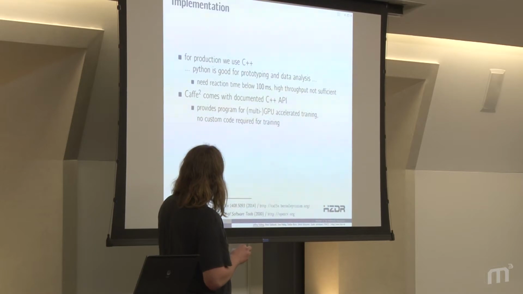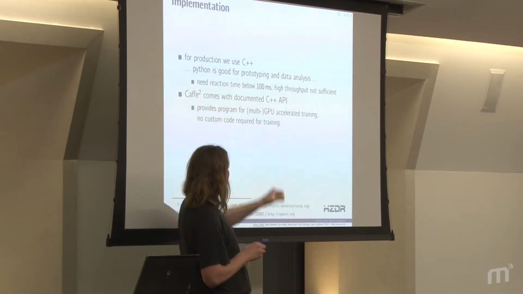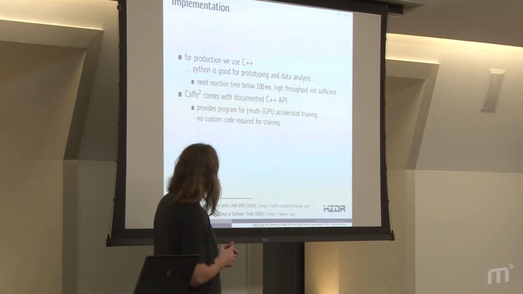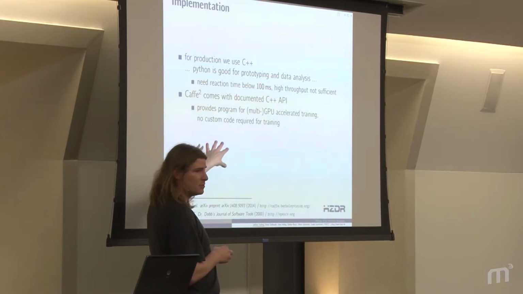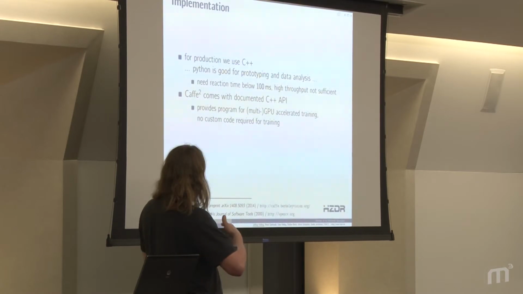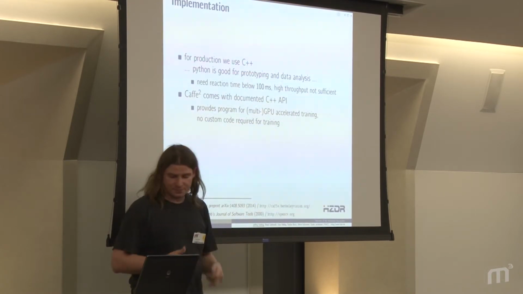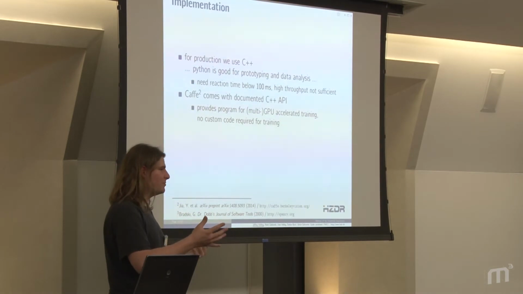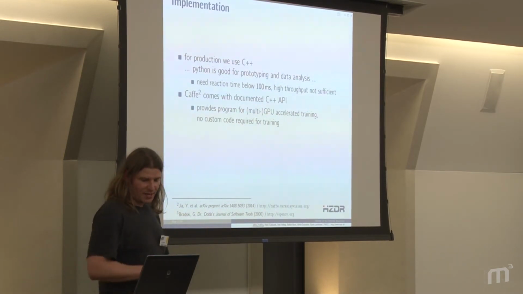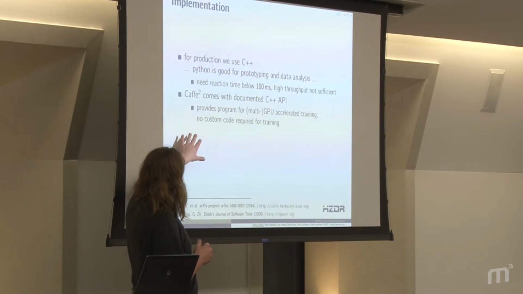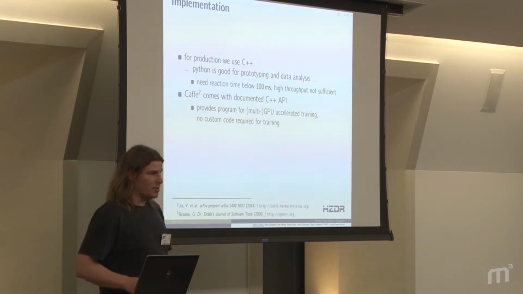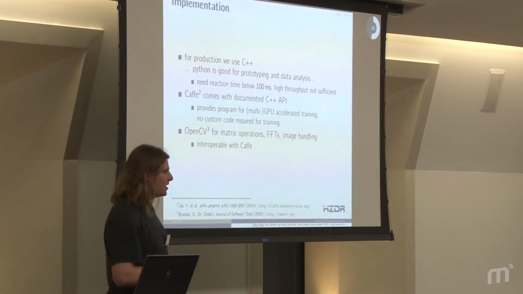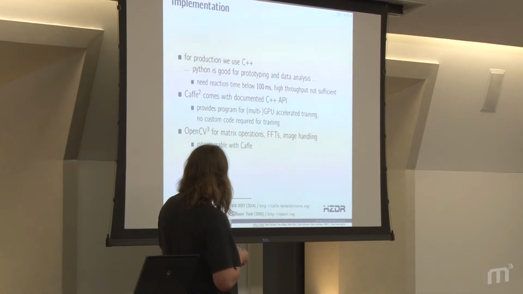And it also provides a program for multi-GPU training. So actually, for training, we don't use specific code. We basically put in the network in this prototxt format, which is the GoogLeNet. So we don't craft this ourselves, or didn't do this at this point. And we can just train it on multi-GPU, which works really well. We just need to prepare our data first, and this is what we are doing with OpenCV. So for the image processing part, we use OpenCV, which has a good interface to Caffe.